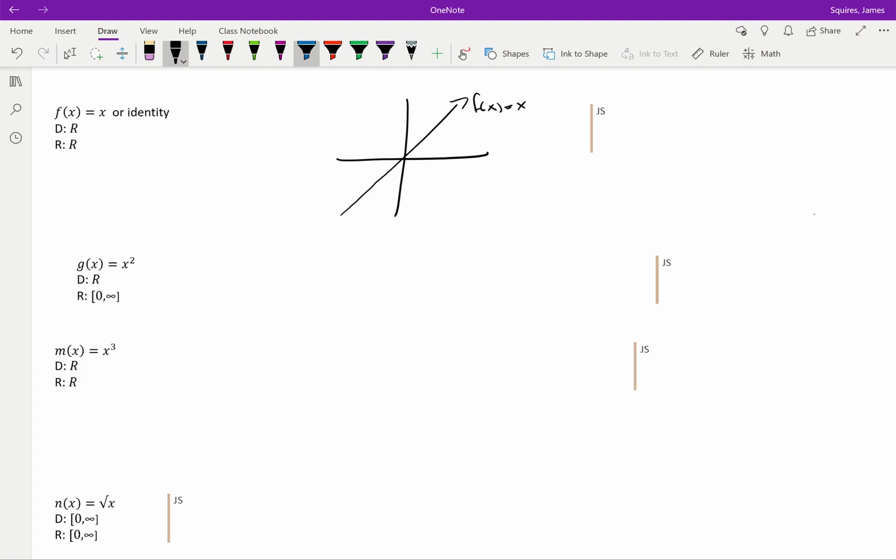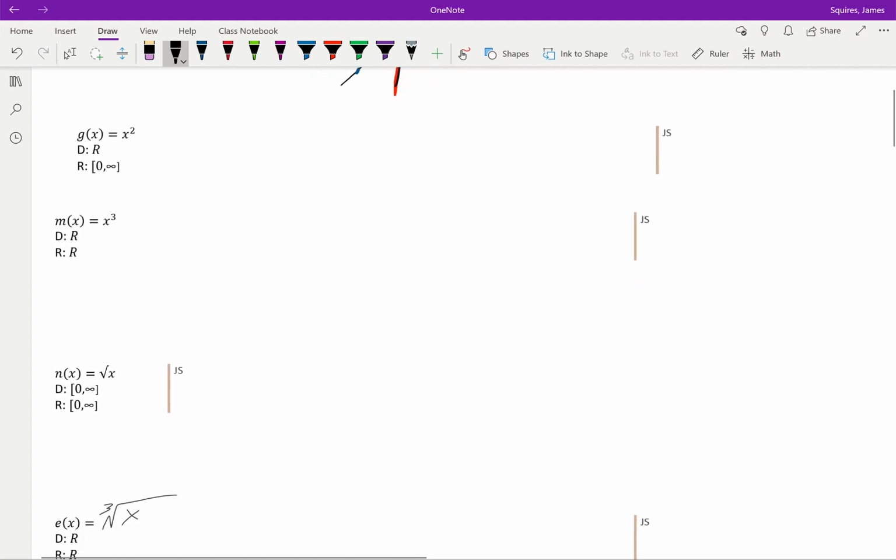When it's talking about the domain, we're talking about all the possible x values such that there exist y values. So for all possible x values, there exists a y value. So that's the domain, and then we're talking about the range. We're talking about all of the y values that exist during this function. Alright, so that is the identity function.